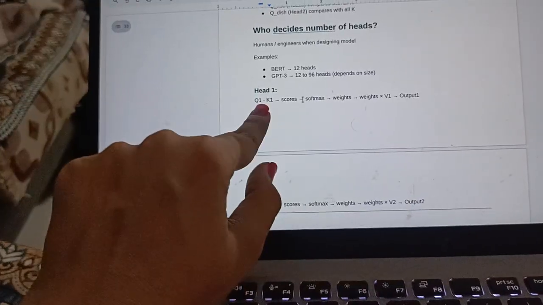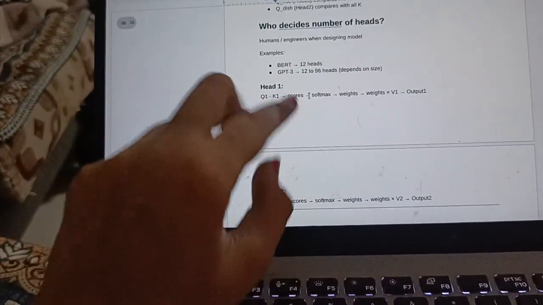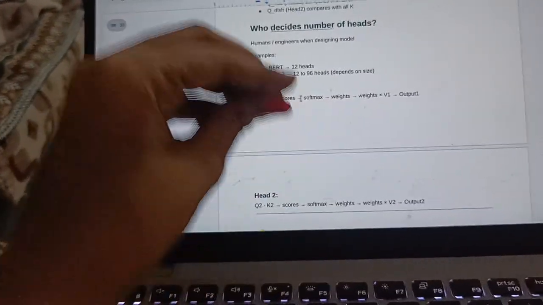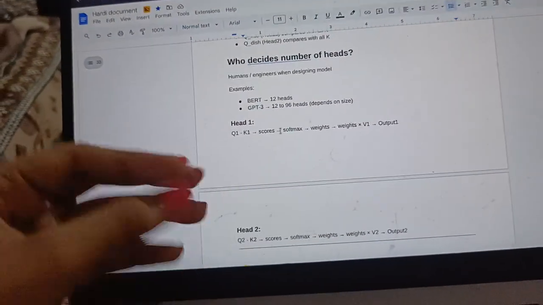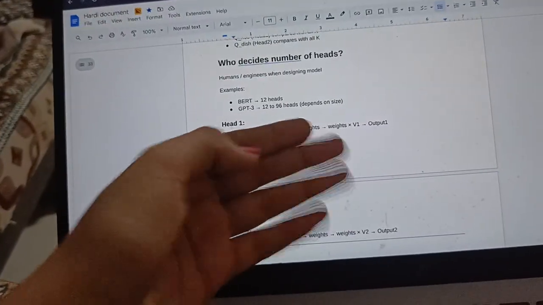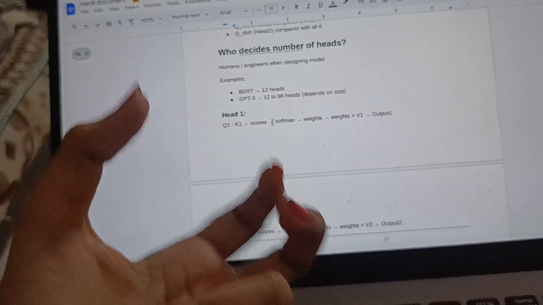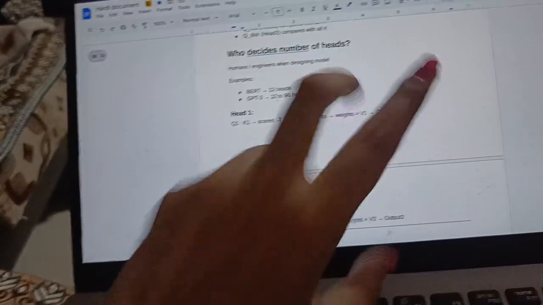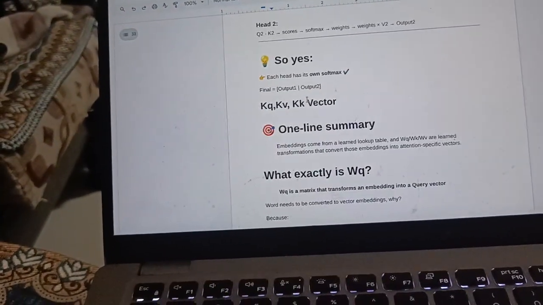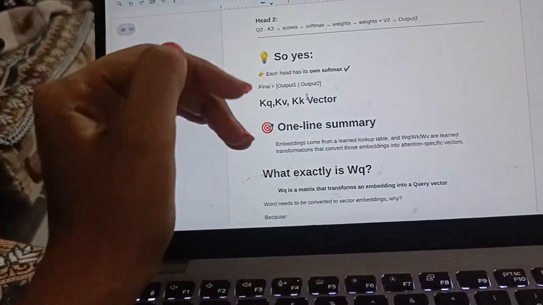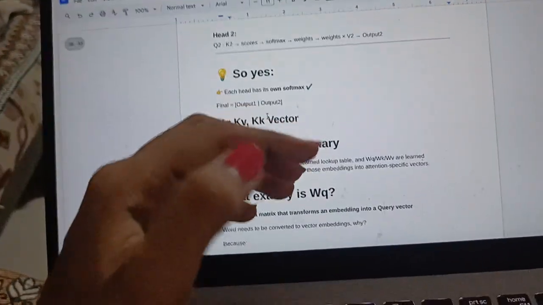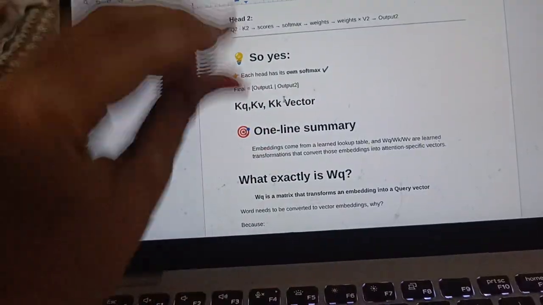So q1 into k1, let's say a query into k, we get a score, then it is converted to softmax, which is like a probability summing to 100, and then the weights are multiplied with the value, what it contains, and then we get an output 1. Then for head 2 we get an output 2. So each head has its own softmax, and we get output 1, output 2, like that.